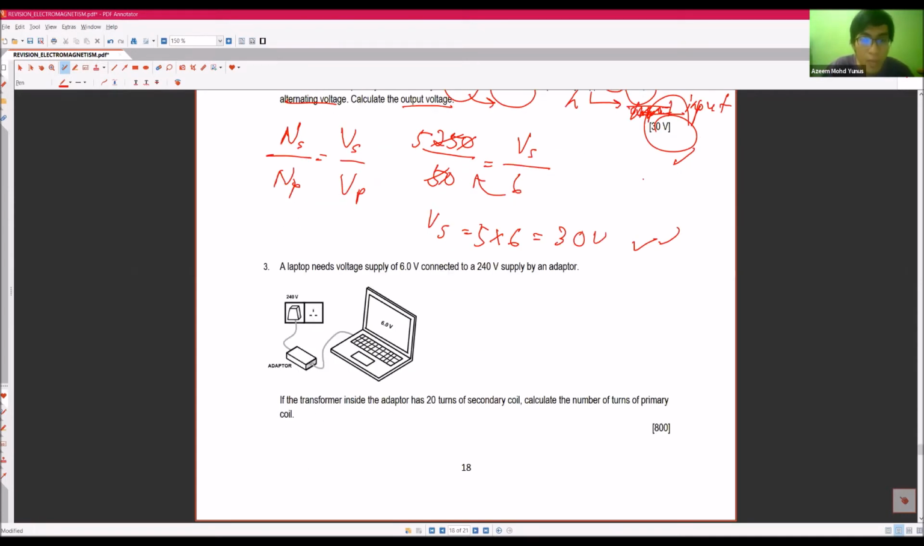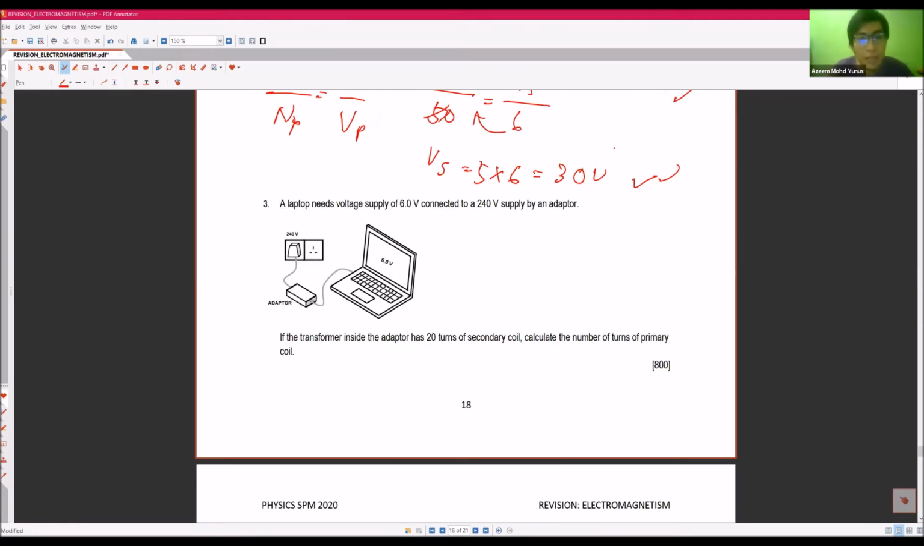So let's move on to number 3. A laptop needs a voltage supply of 6 volts. So this must be output. Connected to 240, this is input. If the transformer inside the adapter has 20 turns of secondary coil, calculate the number of turns of primary coil.